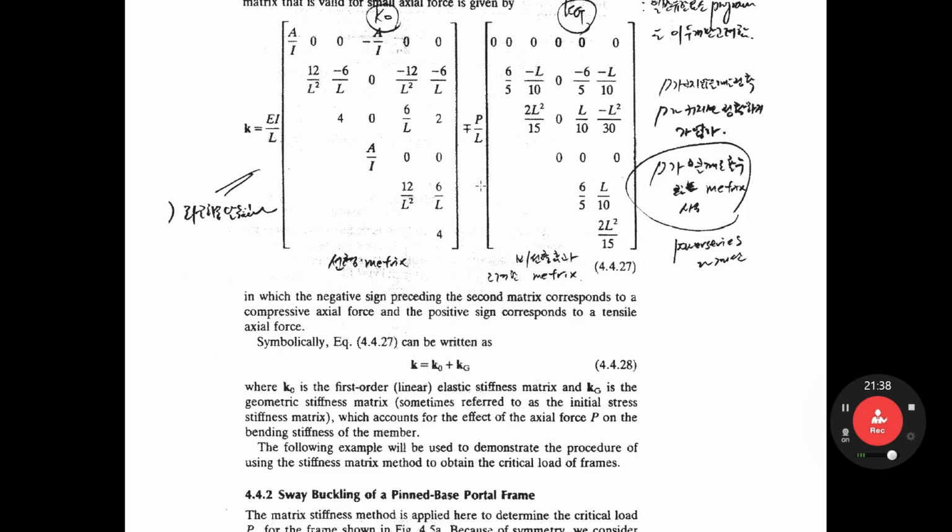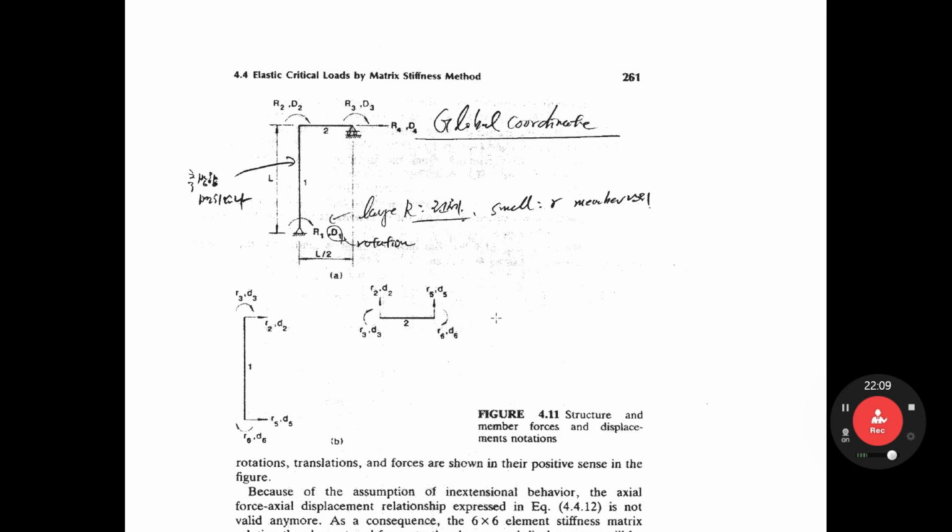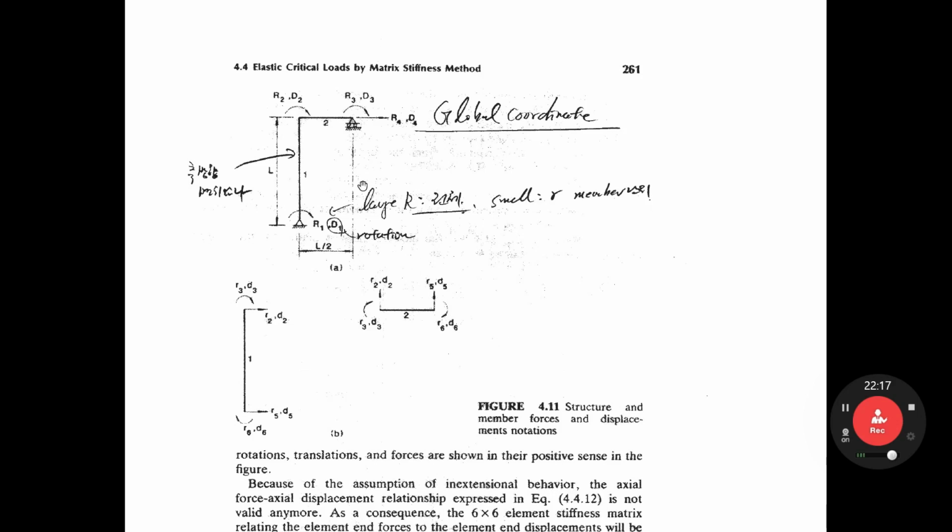Now what are we doing? We are trying to get Pcr. So in order to get Pcr, I showed you the first order elastic stiffness matrix and the second order geometric stiffness matrix. That is the element stiffness matrix. Let's look at this one. As you see, we have the portal frame. The original one is this portal frame.